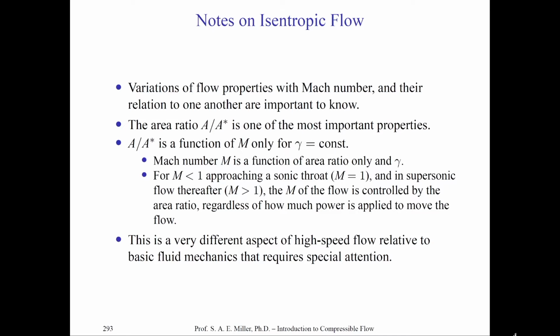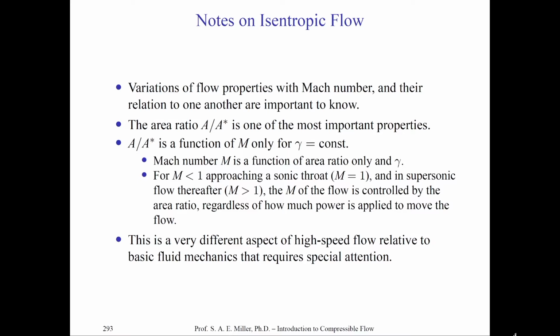A over A sup star, as you see, is a function only of Mach number and a particular gamma, which must be a constant according to assumptions we've made in this analysis. Therefore, the Mach number, M, is only a function of area ratio and gamma in the equations also. Remember, for Mach number less than 1, that's a subsonic flow at a particular point in the flow at least, approaching a sonic throat M equals 1, and in the opposite case, a Mach number M greater than 1, the Mach number of the flow is controlled only by the area ratio, regardless of how much power is applied to move the flow.